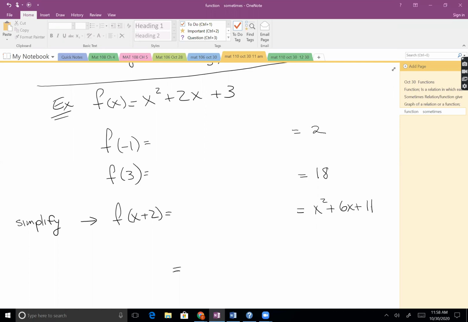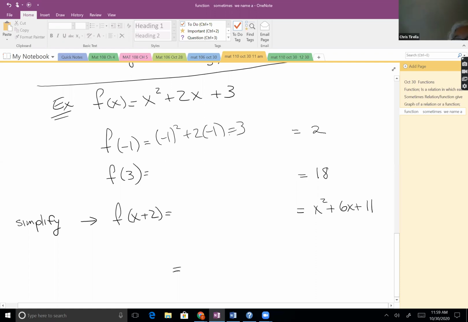Go ahead. Okay, for the first one, did everybody get 2? Negative 1 squared. Beautiful. For the second one, when you plugged in 3, 3 squared plus 2 times 3 plus 3 should give you 18. Next one, when I plug in x plus 2, I'm taking x plus 2 quantity squared plus 2 times x plus 2 plus 3. And when I did that, I got x squared plus 6x plus 11.